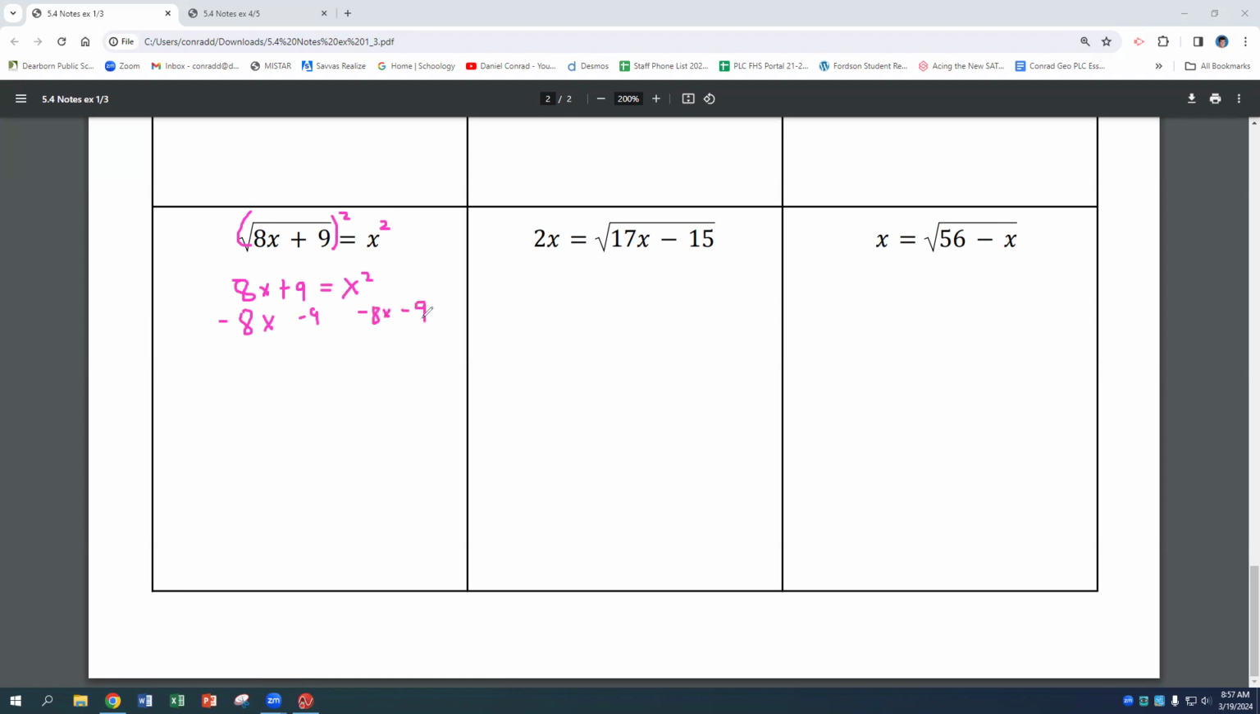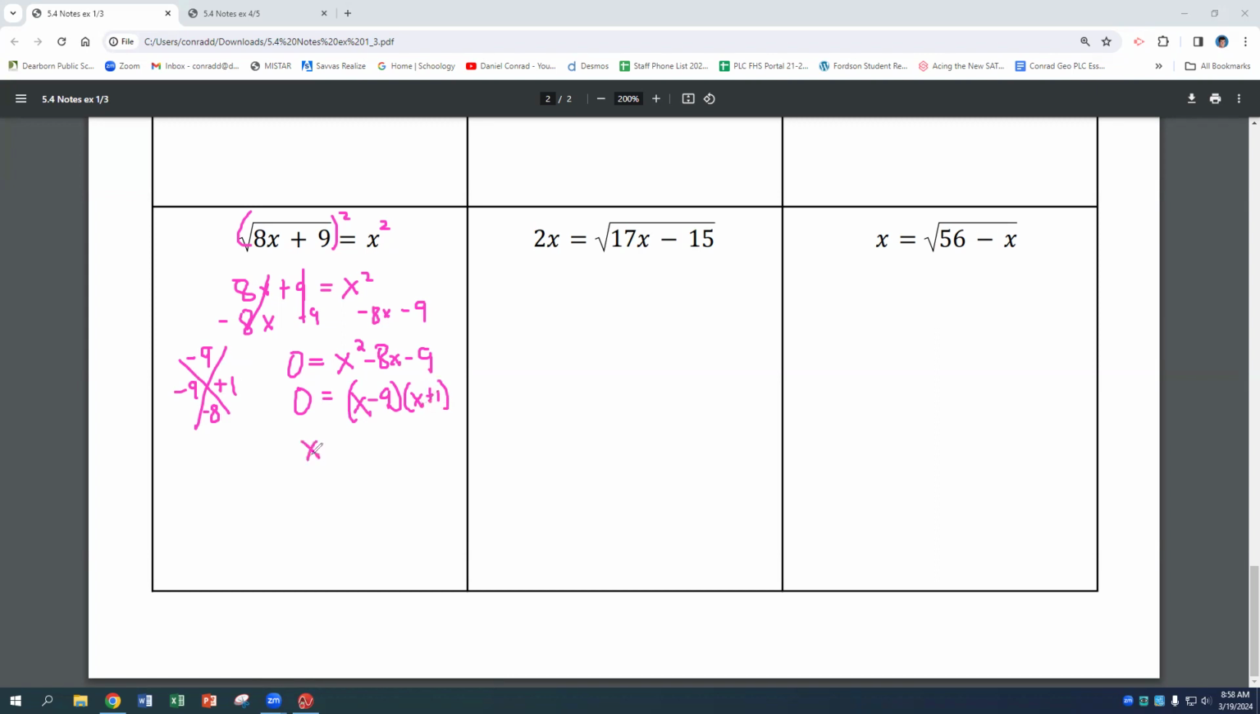And subtract 9 on both sides. That's going to give me 0 on the left. And then I get x squared minus 8x minus 9. I'm going to use the x method. I need two numbers that multiply to -9, add to -8. That's going to be -9 and +1. So I have x minus 9, x plus 1.